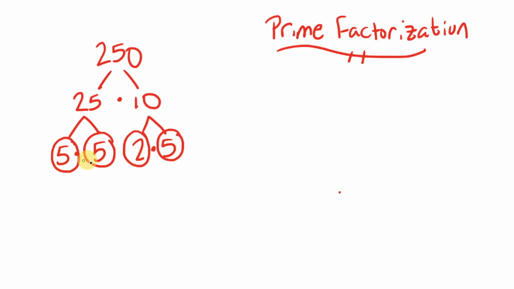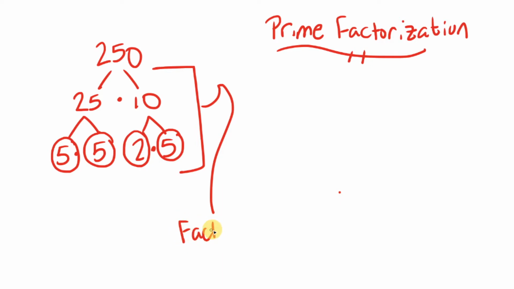Now, this thing here, from the tippy top all the way down, is what you call a factor tree. This is not the prime factorization. This is the factor tree that tells us what the prime factorization is. It's a tool that helps us find the prime factorization.